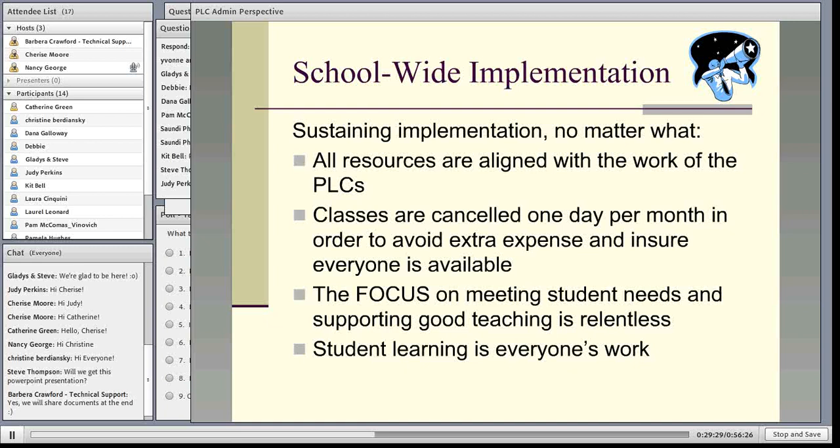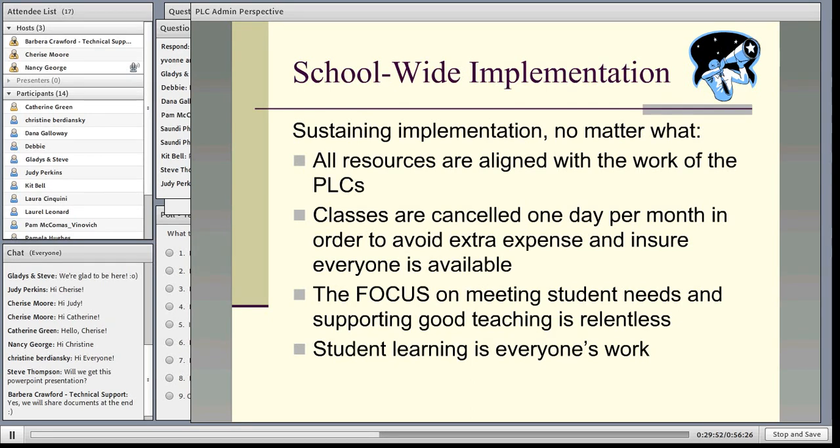And so we really took a good hard look at what we were doing, and if it wasn't supporting meeting the learning needs of the students, then we weren't going to pay for it. And it shifted a lot of thinking and a lot of practices that were just kind of habitual practices in terms of alignment of resources.